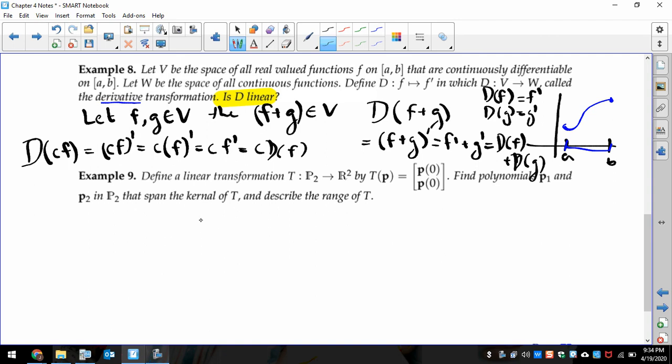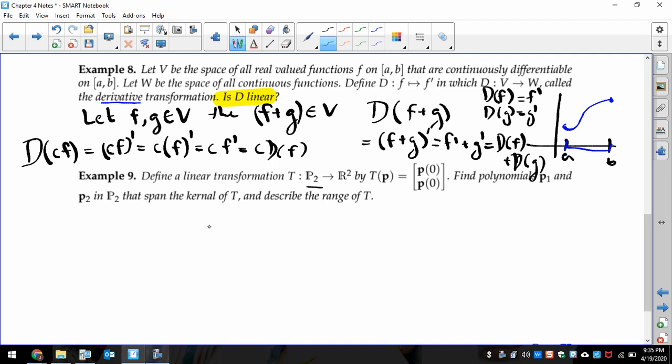Okay, well, let's look at the next example. Define a linear transformation T to be from all second-degree polynomials, so this would be quadratics, to R2. And this is the way that it's defined. T of P goes to P of 0, P of 0. Well, that's kind of uninteresting. What do they want me to do? Find polynomials P1 and P2 that span the kernel of T and describe the range of T.